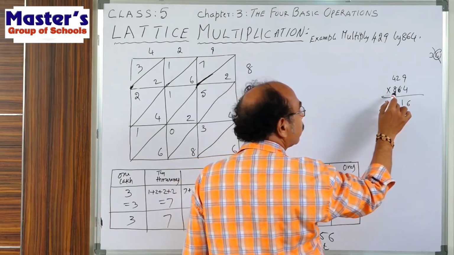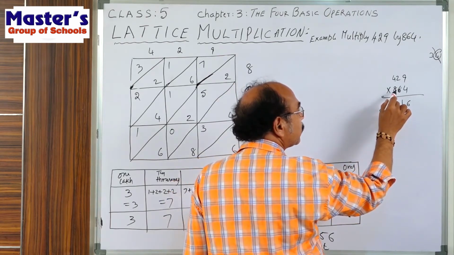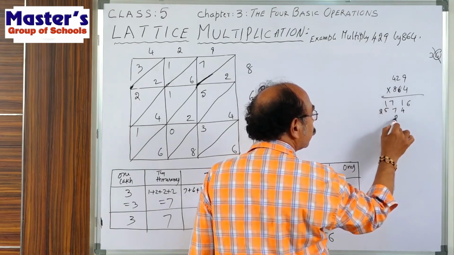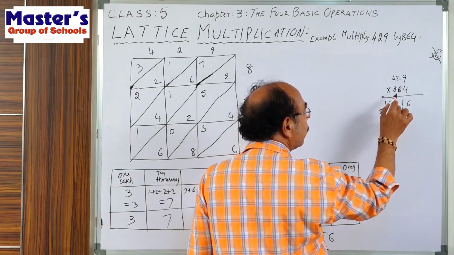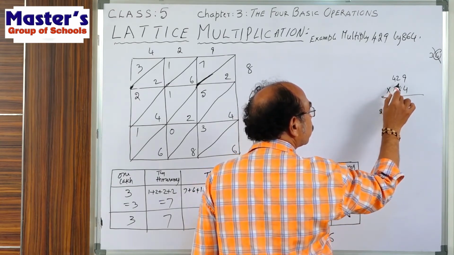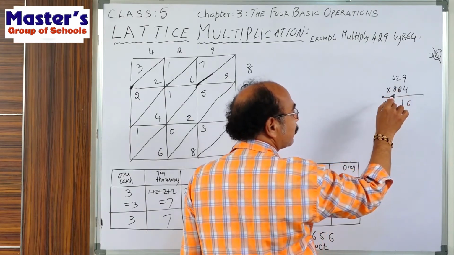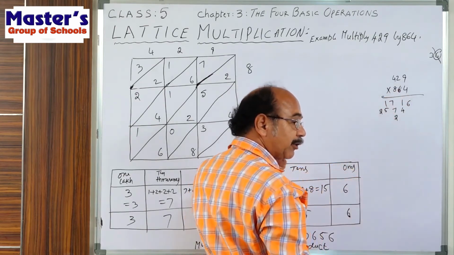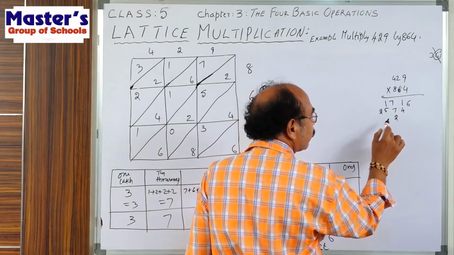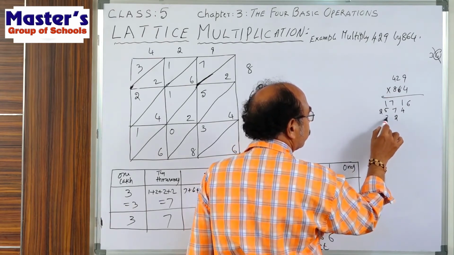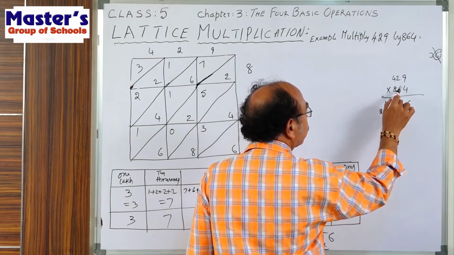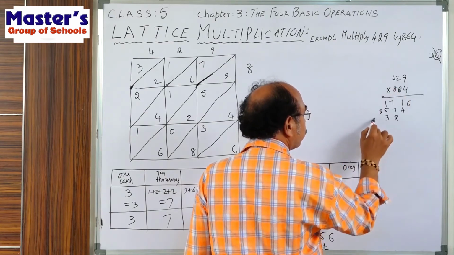Now multiply with 8. This is actual multiplication. 8 9s are 72. 2 7 is there. 8 2s are 16. 16 plus 7, how much? 23. Okay. 3 2 is there. Here 6 4s are 24 plus 2, 20.